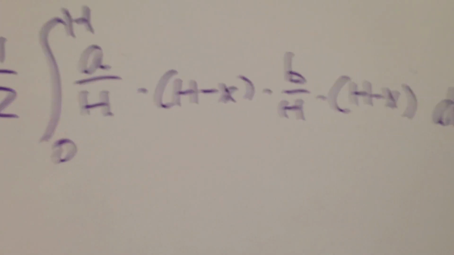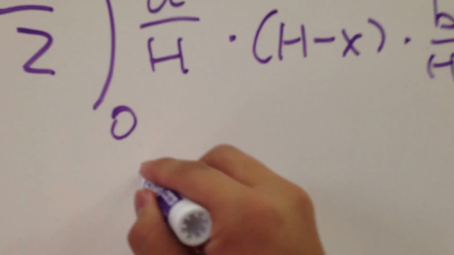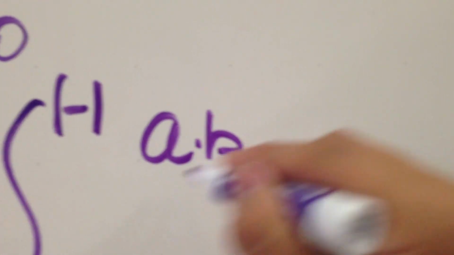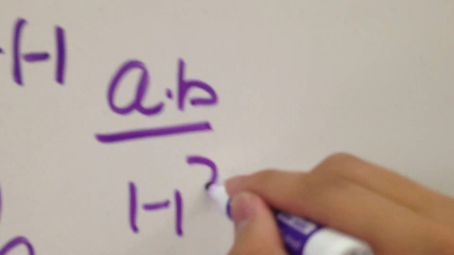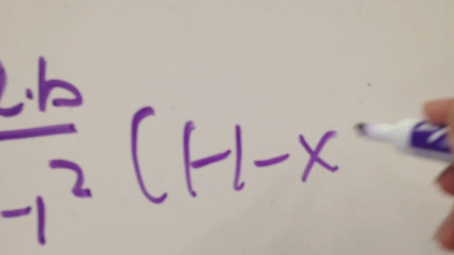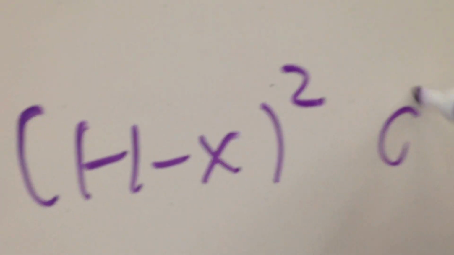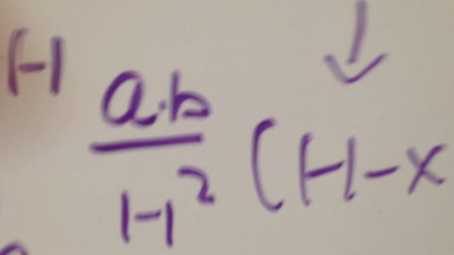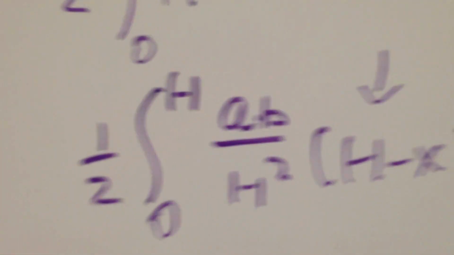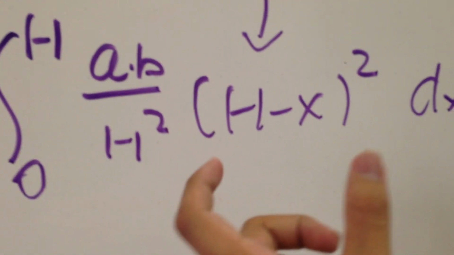And now let's make this equation simpler. So it's the integral from 0 to H of 1/2 a times b over h squared times (h minus x) squared dx. They are the same thing, right? And keep in mind again, this a b over h squared is just going to be a constant times this entire equation.